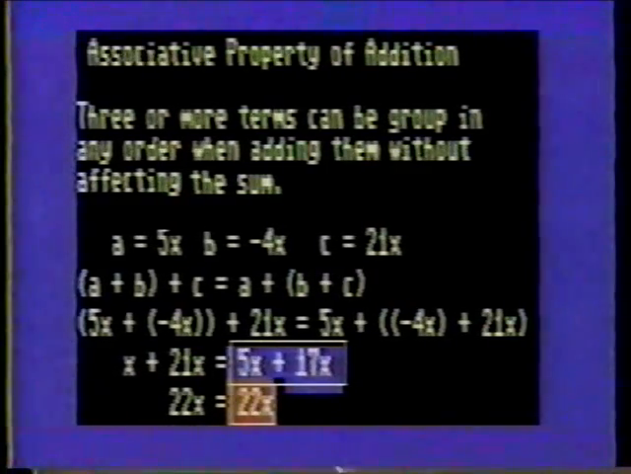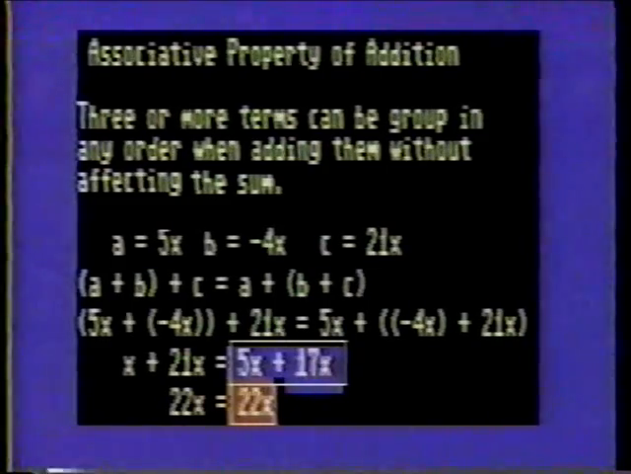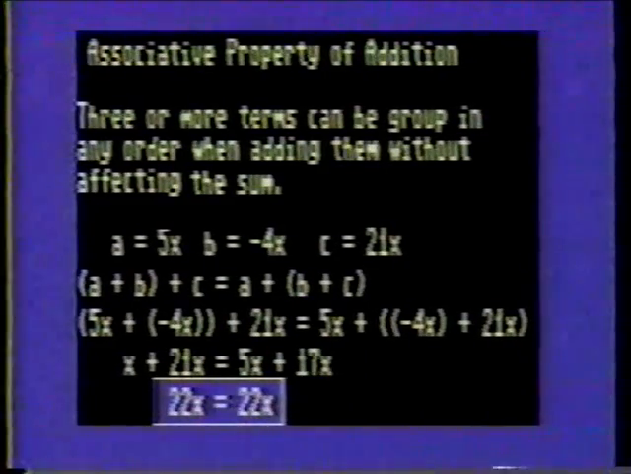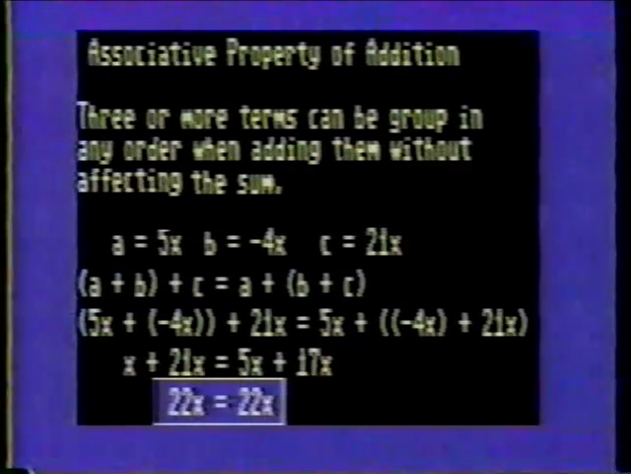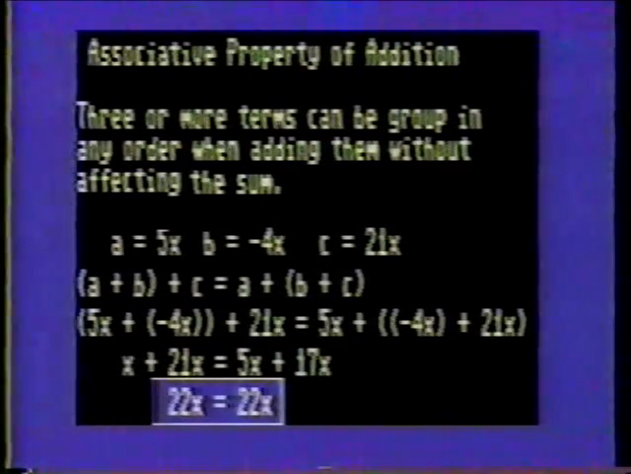Next, add 5x plus 17x, which is 22x. 22x equals 22x. Altering the grouping order in which these numbers are added does not alter the sum.